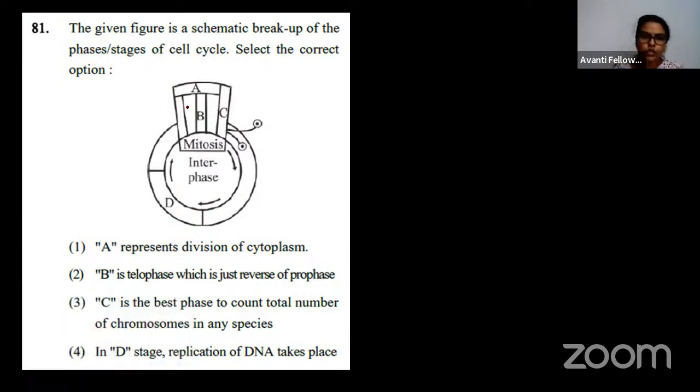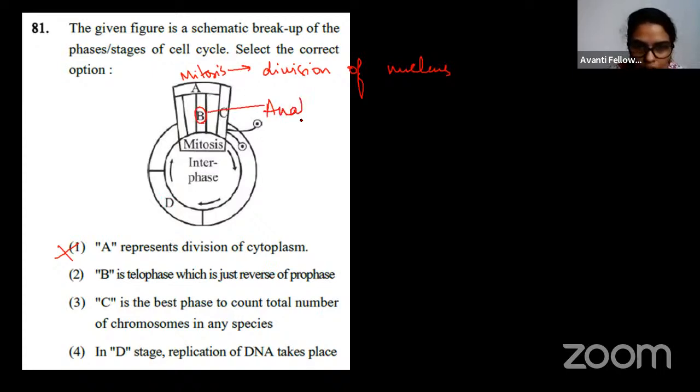चलो, A is what? A is actually the mitosis. So mitosis is what? Mitosis is division of nucleus, right? So A is wrong. Okay, A is wrong. It doesn't represent the division of cytoplasm. So which represents the division of cytoplasm? Cytokinesis, that is C here. Okay, now B. So B is telophase, which is just the reverse of prophase. Telophase is reverse of prophase, but B is not telophase. B is anaphase. ठीक है, B क्या है? B होगा anaphase. ठीक है, so this is also wrong. Then C.